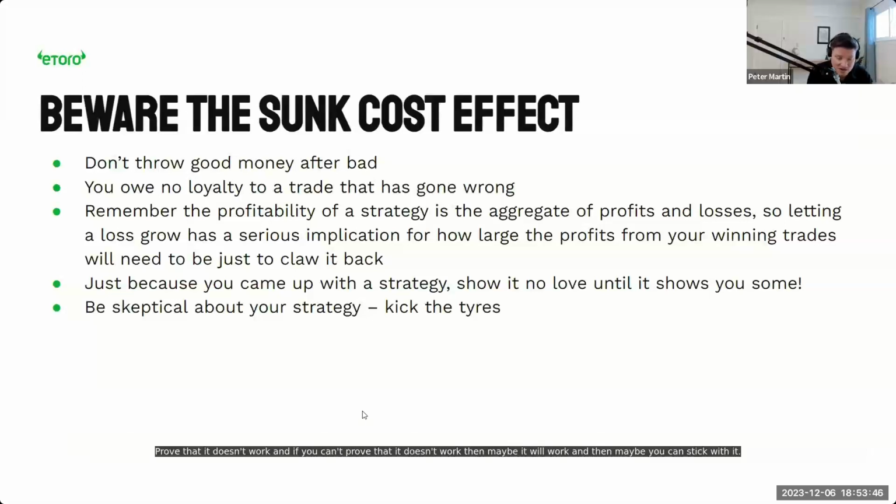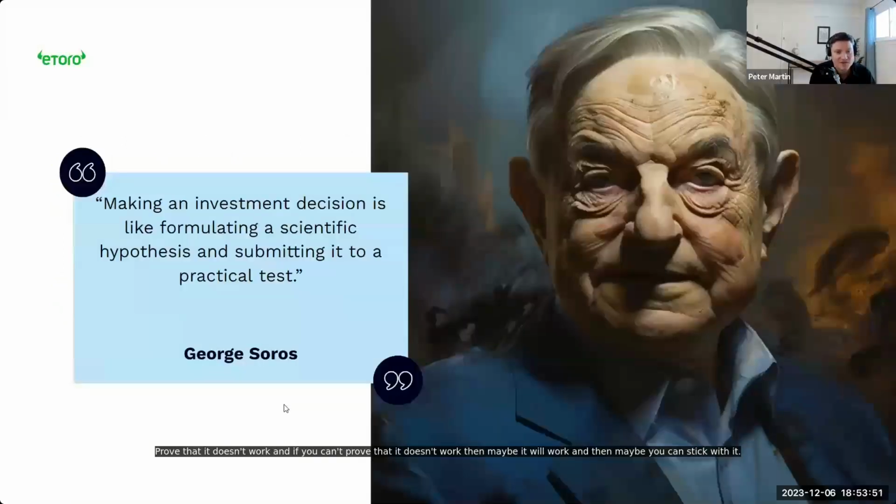Prove that it doesn't work. And if you can't prove that it doesn't work, then maybe it will work. And then maybe you can stick with it. So I have a quote here from George Soros, the very famous hedge fund manager. We had a quote from him last week. He's saying making an investment decision is like formulating a scientific hypothesis and submitting it to a practical test. And so the real acid test, of course, is how your trades perform in the real market.